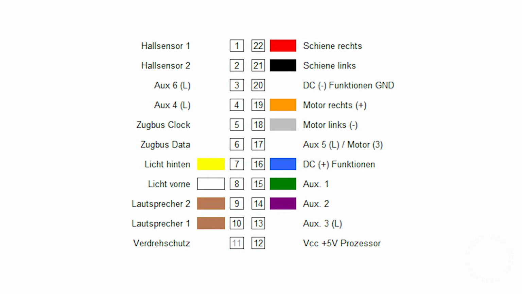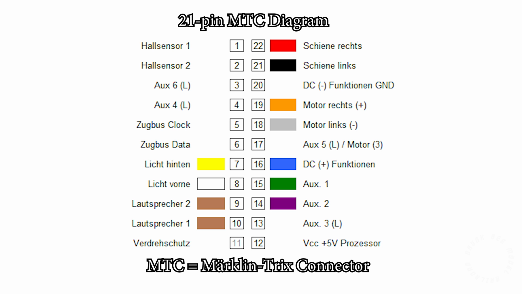This is a diagram of the 21-pin MTC pinout. It's in German because it's the only diagram I can find that is color-coded. Here's a little backstory. The 21-pin MTC was originally created by the Germans as an alternative to the older 8-pin plug. 21 pins are used to carry out more lighting and sound functions than the 8-pin. The letters MTC are an abbreviation for Märklin-Trix connector. Märklin and Trix are two German model train makers who pioneered the design.